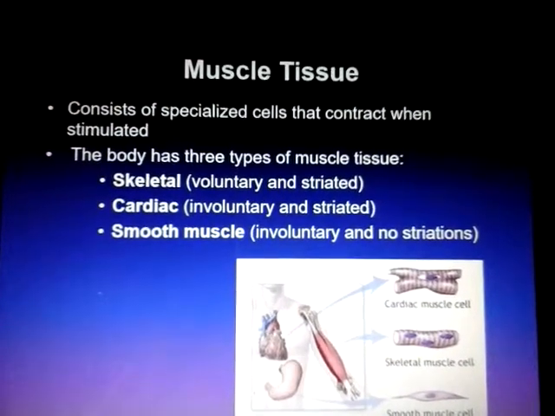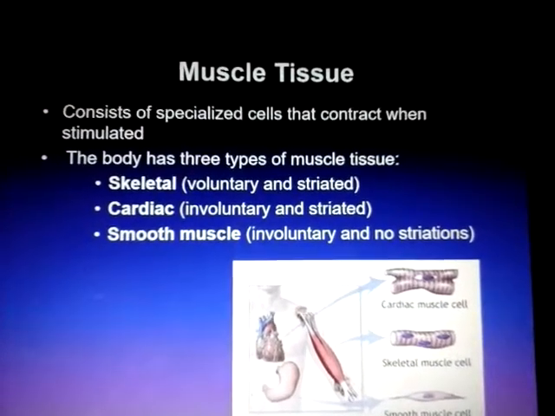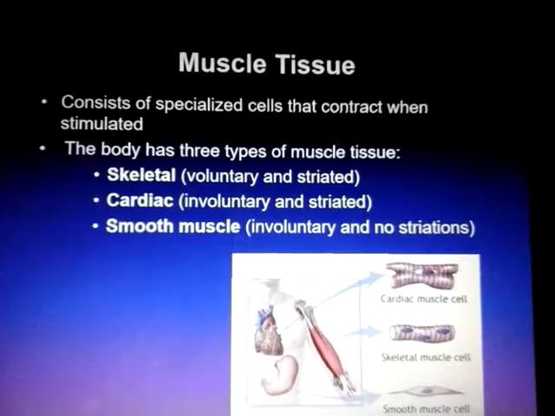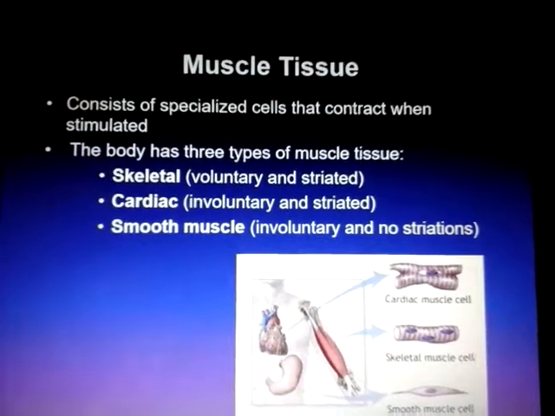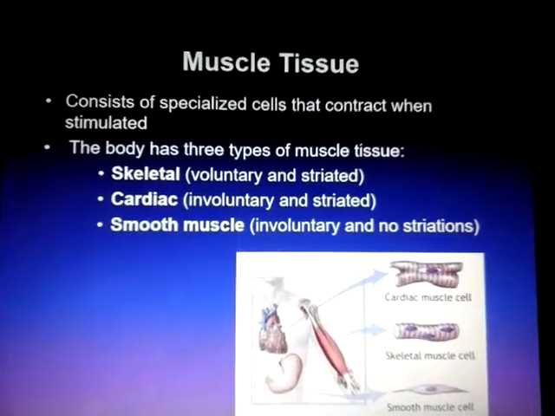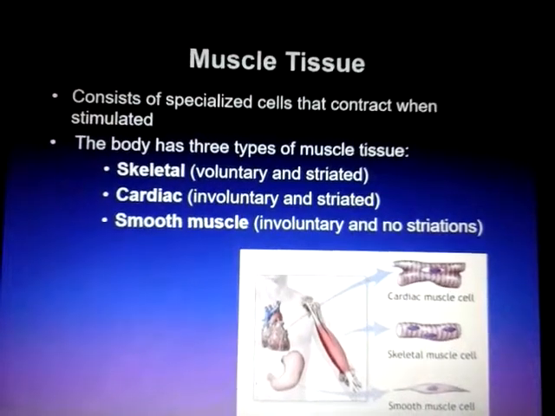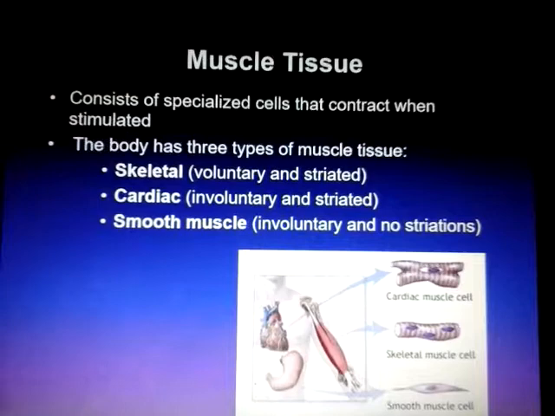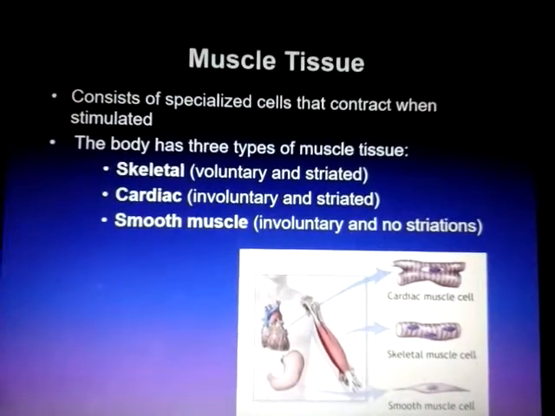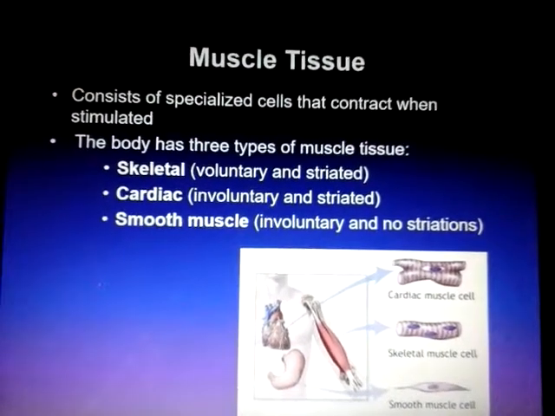Basically, you had to learn how to use these muscles. You had to learn how to roll over. You had to learn how to sit up. You had to learn how to hold something in your hand. You had to learn how to ride a bike. You get the idea. But with voluntary muscle, you had to learn how to use it. And skeletal muscle is voluntary. It's controlled by your cerebellum. Cardiac muscle and smooth muscle are involuntary, which means you have no conscious control over them whatsoever.